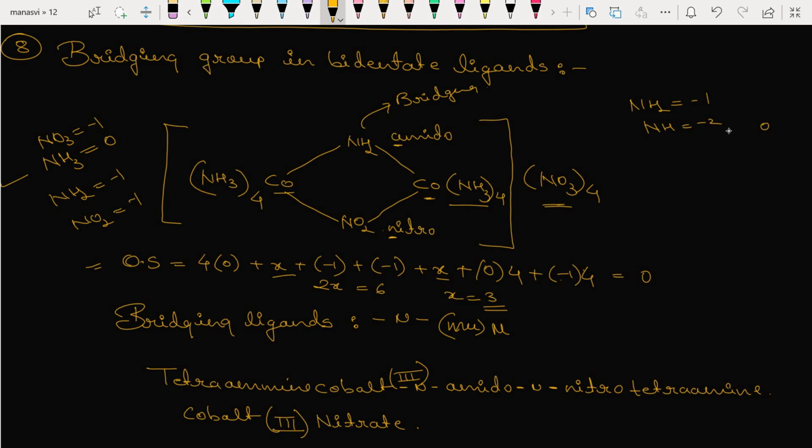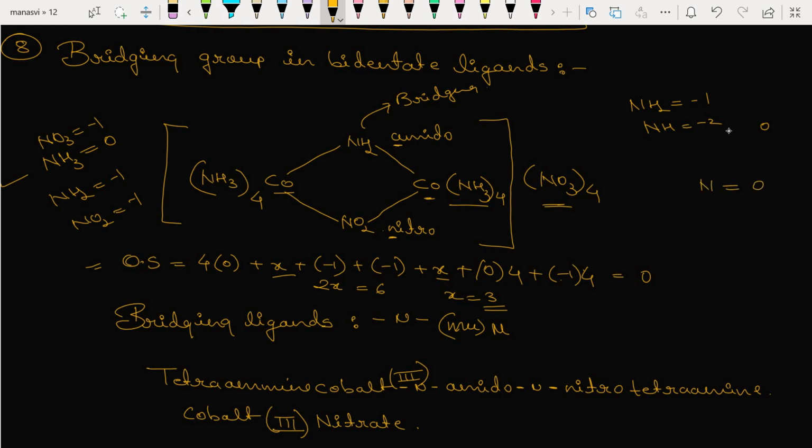So minus 1 for amido, plus minus 1 for nitro, plus X, since cobalt is there. We have to calculate the oxidation state of the cobalt, plus 0 because NH3 is neutral, multiplied by 4, plus NO3. NO3 is minus 1. How is NO3 minus 1?